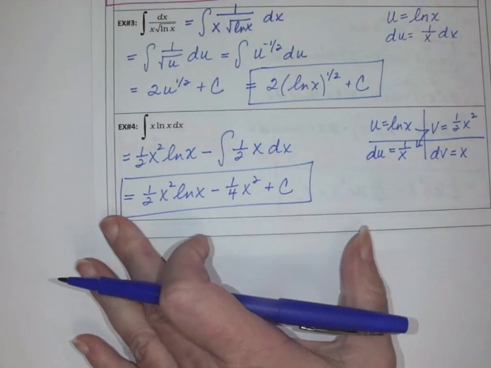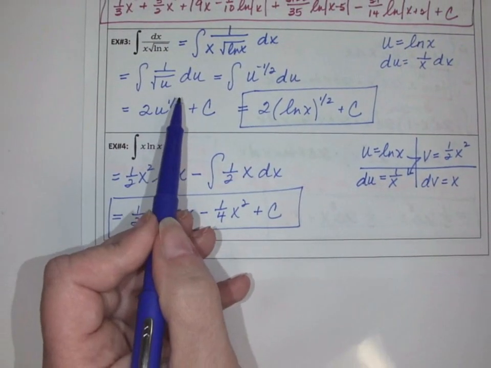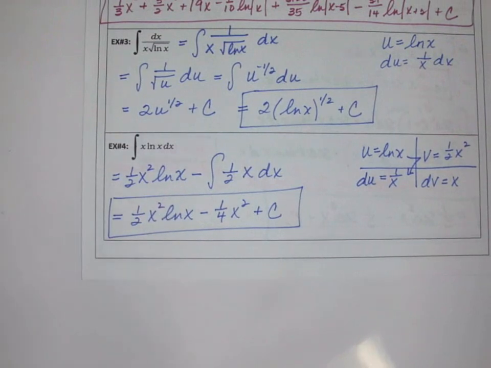Okay, so you only have two options with natural log. It's either u substitution or it's integration by parts. That's it. All right, let's see what the next one brings us.